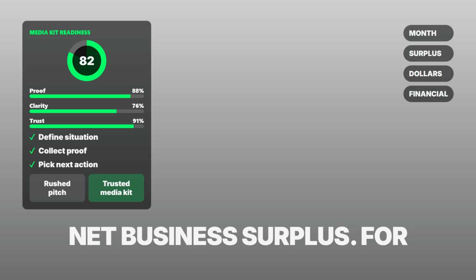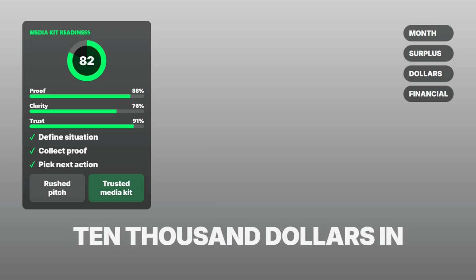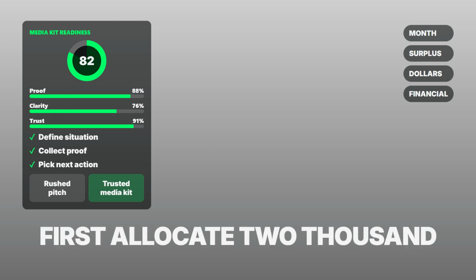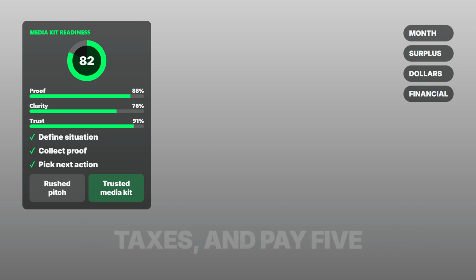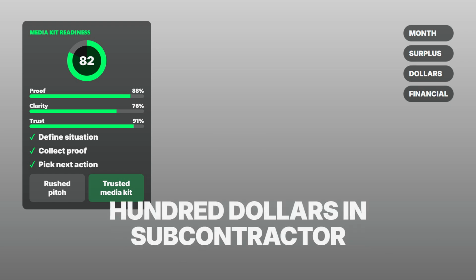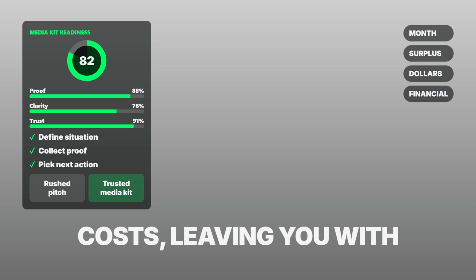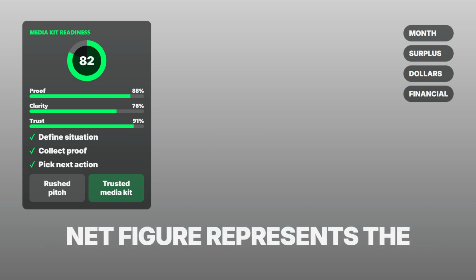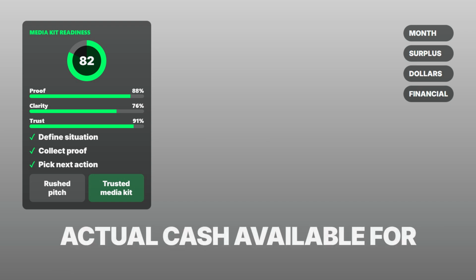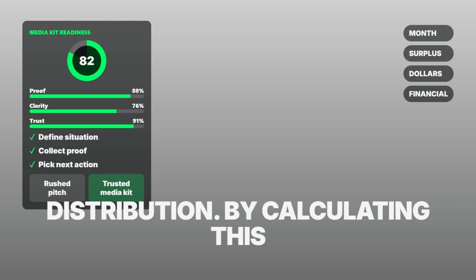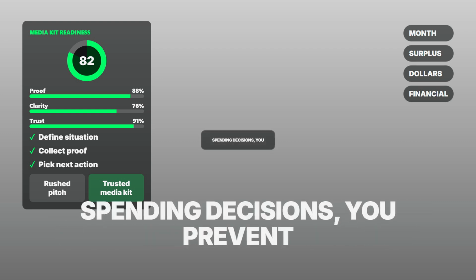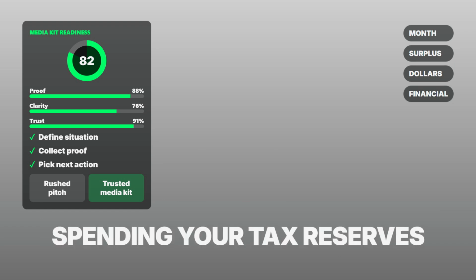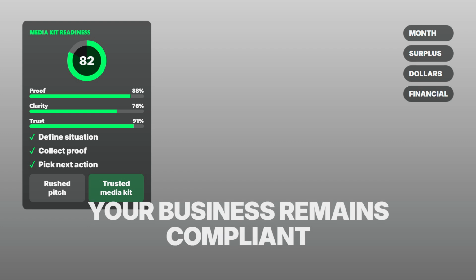For example, if you receive $10,000 in a month, you must first allocate $2,500 for taxes and pay $500 in subcontractor costs, leaving you with a net surplus of $7,000. This net figure represents the actual cash available for distribution. By calculating this number before making any spending decisions, you prevent the common error of spending your tax reserves or operational capital, ensuring your business remains compliant and liquid.